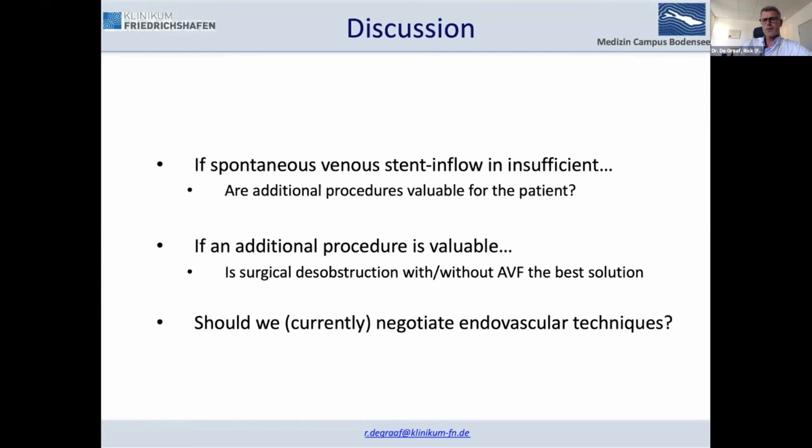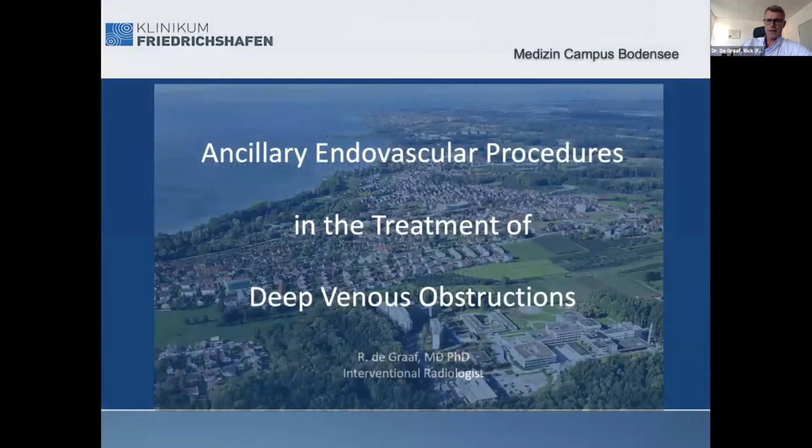So if an additional procedure is deemed valuable, is a surgical desobstruction with or without an AV fistula the best solution? And should we negotiate at this moment endovascular techniques to improve inflow in the stent? Thank you.